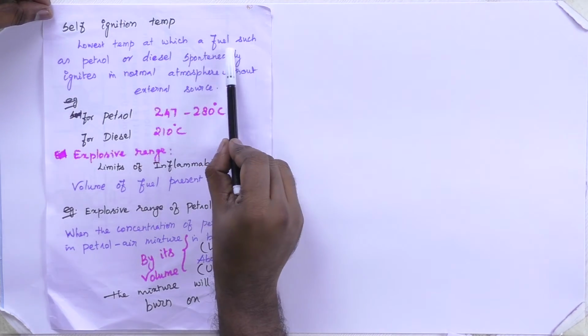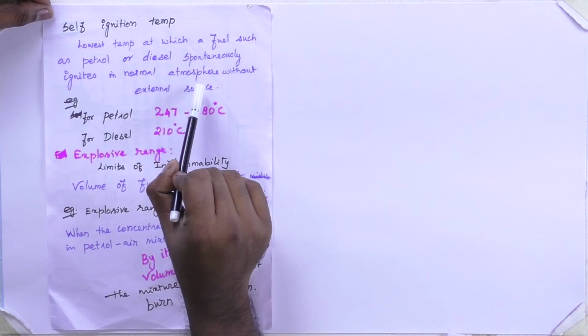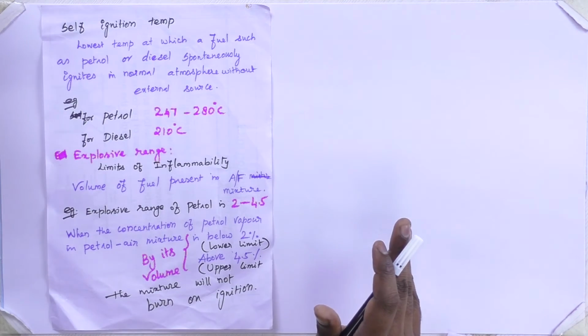Then the next one is the self ignition temperature. So what is meant by self ignition temperature? It is the temperature at which a fuel such as petrol or diesel spontaneously ignites in a normal atmosphere without an external source. For an engine, we ignite the fuel to burn it. But in the case of self ignition temperature, at a specified or lowest temperature, the petrol or diesel spontaneously ignites without any external source.